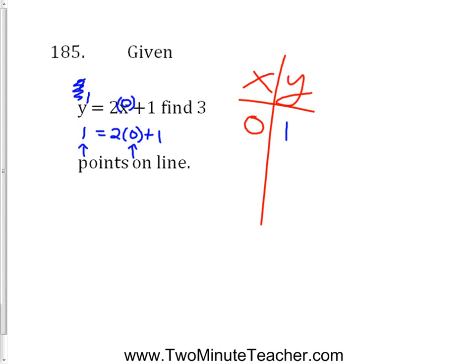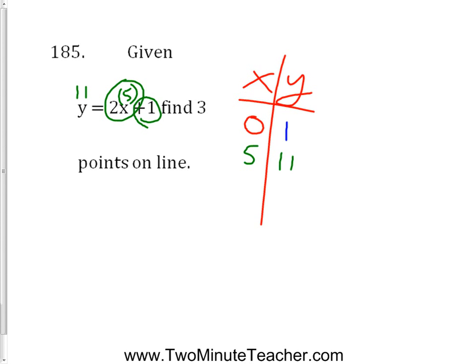All right? Next up, let's try sticking in 5 in for x. It can be anything we want. So if I stick in a 5 there, then this would be 2 times 5 makes 10, plus 1 makes 11. This would have to be 11. So 5 goes with 11.